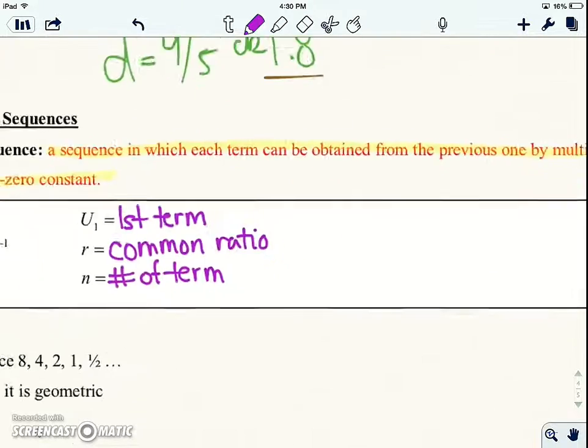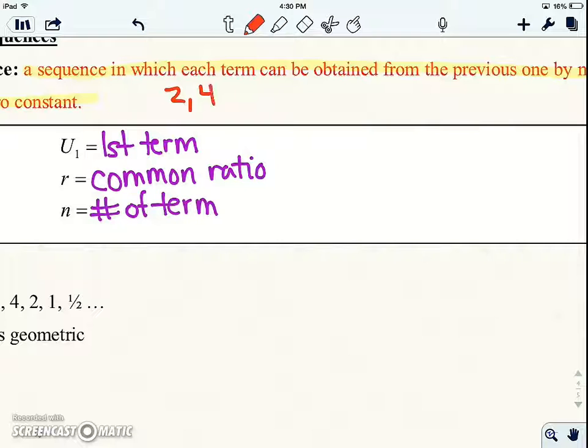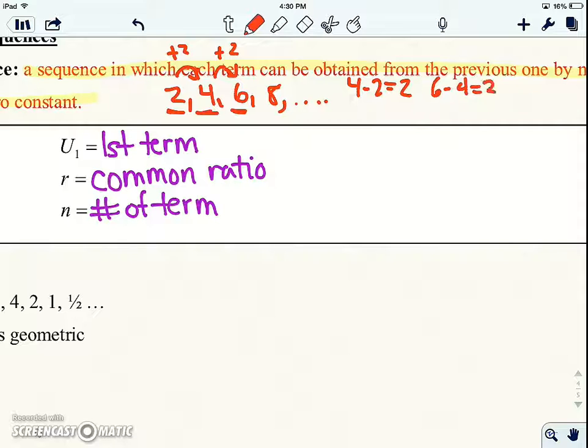And I want to go back and remind you a little bit about last time. Last time we did stuff like 2, 4, 6, 8, ... That was our sequence. And so we'd say our common difference would be plus 2 each time. And we would find that by saying a term minus the previous term. So 4 minus 2 is 2. 6 minus 4 is 2. 8 minus 6 is 2. So because we're adding each time, to figure it out, we subtract.